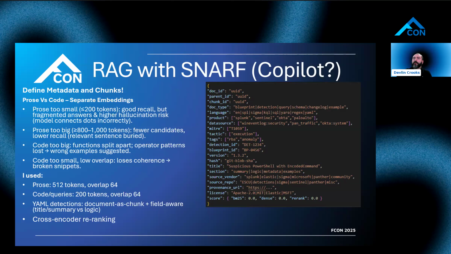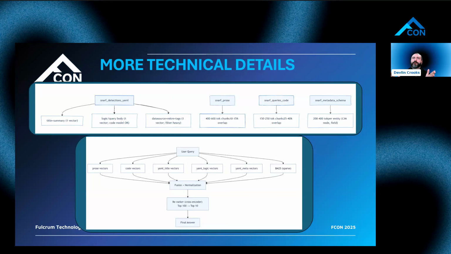And we're going to touch a little bit on the technical details, so the actual collections. So we have our Snarf detections YAML that we just went over. We have our prose, and then we have our queries code. And then we have our metadata schema. So when we're doing our queries, we are actually going to look at each of these. We're going to have our meta vectors, our logic vectors, our title vectors, top K results. That way we can actually look at how it can go through the data, look at the tags, and then make sure it routes, and we can turn the knobs and weight some of these. And then it puts it all together, gives us an actual answer, gets us the top X results, and then it re-ranks.